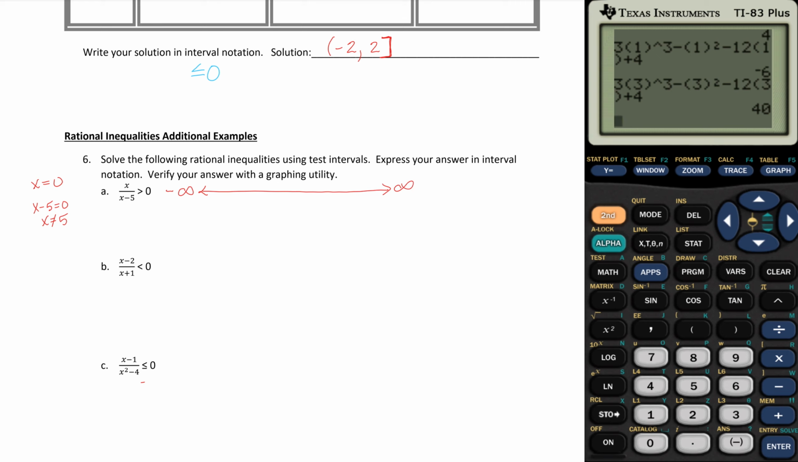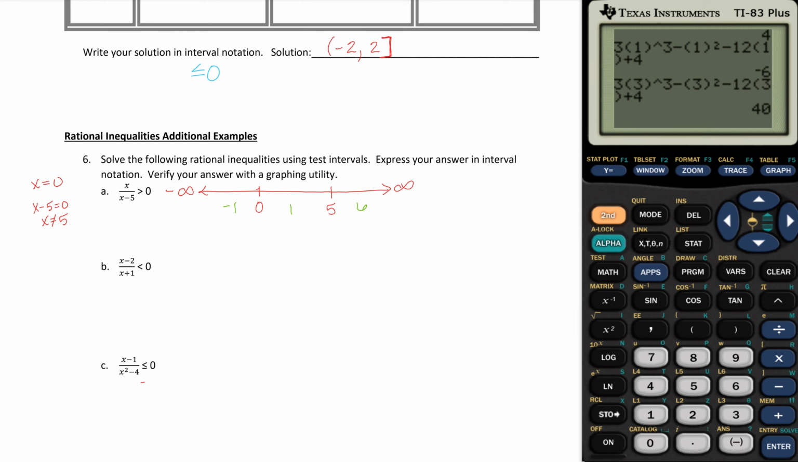Okay, so I'm going to put my 0. I'm going to put my 5. Choose my values. I like negative 1. I like a positive 1. And I like a 6. So I'm going to take and plug those answers in.